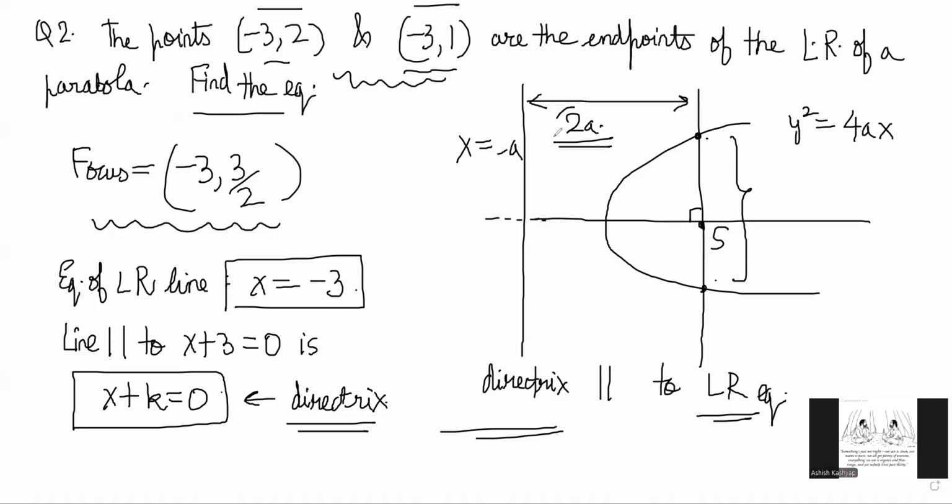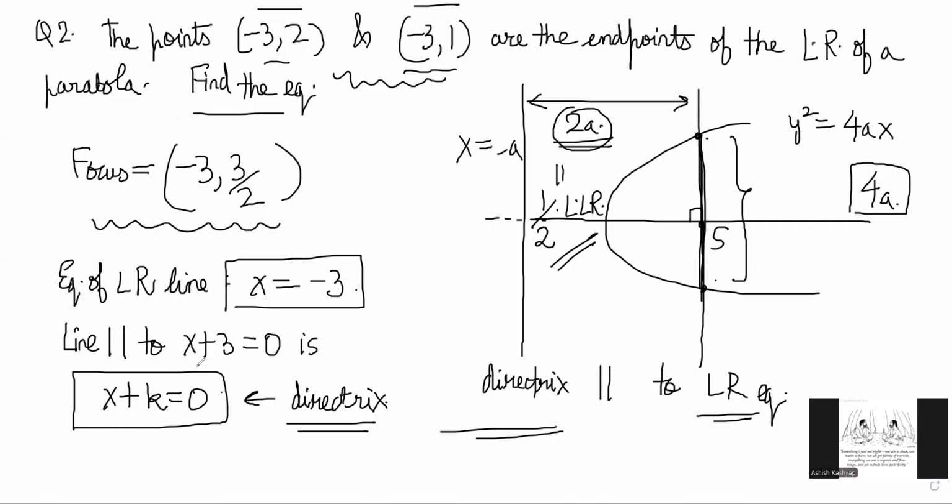And actually 2a is 1/2 of the length of the latus rectum. Why? Because the length of the latus rectum was 4a, right? So this distance is half of 4a. That is in a standard parabola.